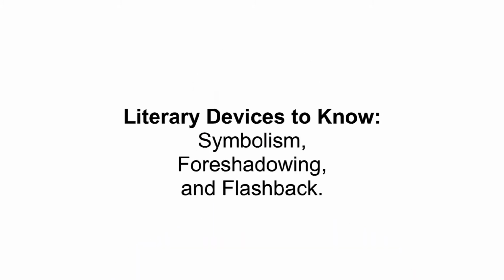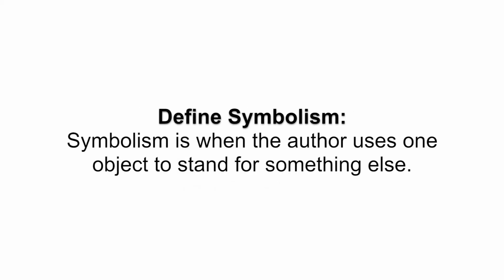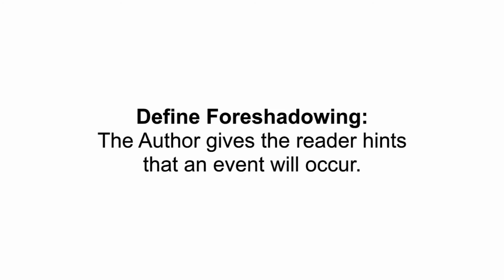The most common literary devices are as follows: symbolism, foreshadowing, and flashback. Symbolism is when the author uses one object to stand for something else. For example, the author may include a flag flying high throughout a story to show pride in the character's country and togetherness. Foreshadowing gives the reader hints that an event will occur.